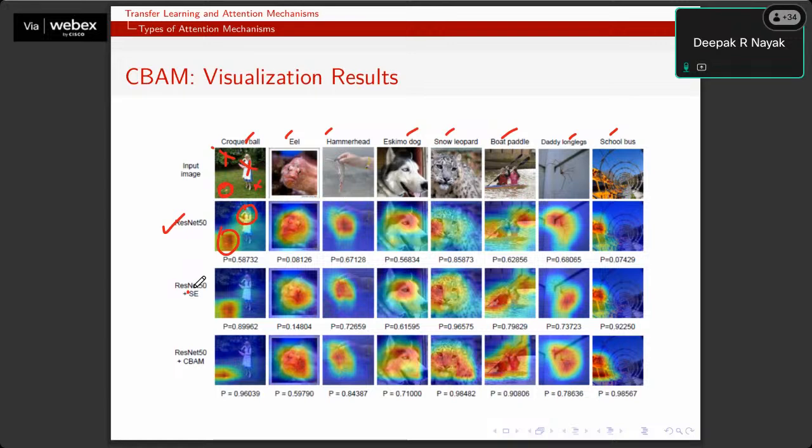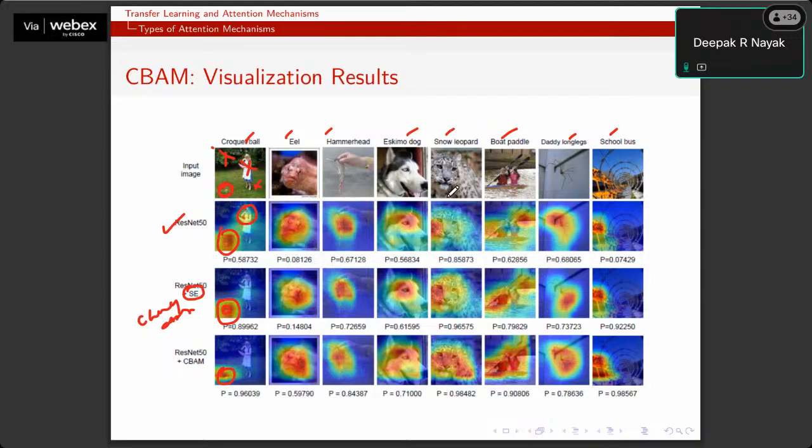ResNet with squeeze and excitation, which is a kind of channel attention, tries to focus only on this part and ignores other parts. You see, right? Previously, with only ResNet, the model was focusing on the important region as well as on the unimportant regions. But here, the model is focusing on the important region. But CBAM is even more precise. Sometimes it is also focusing on the ball area as well as some of the outer regions, but it is even more precise.